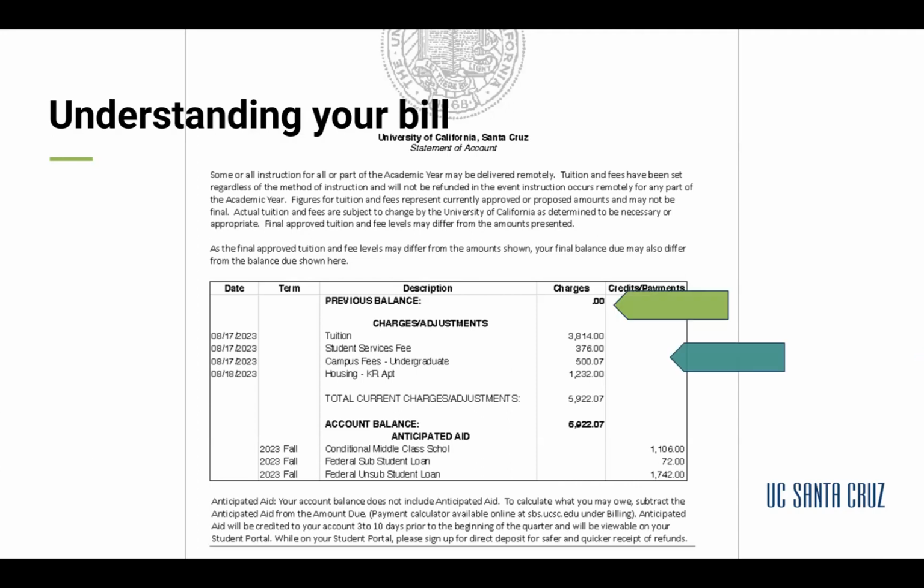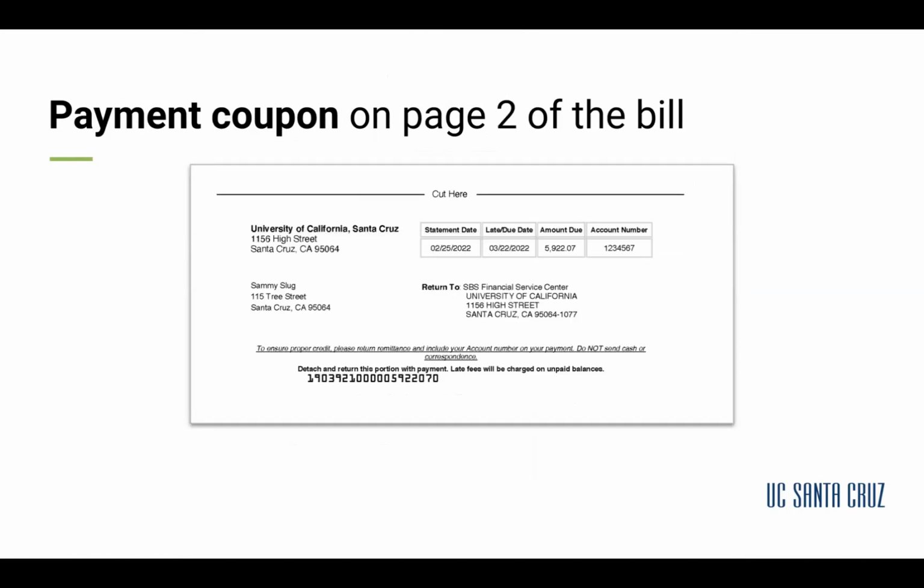Next are the charges and adjustments, where you'll find details about the various fees and charges you are expected to pay, as well as amounts credited to the account and fees or charges that have been removed from the account. The account balance is the total amount owed. And if your student is receiving financial aid, you'll see details about their aid package under anticipated aid. Each bill has a payment coupon on the second page that you can print and include with mailed or in-person payments.